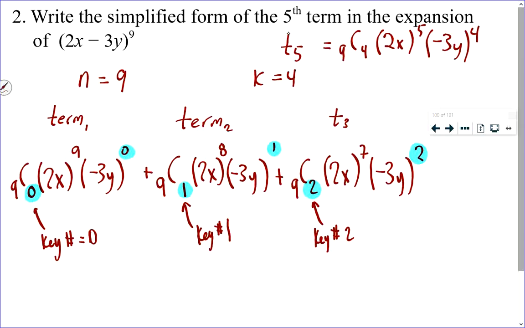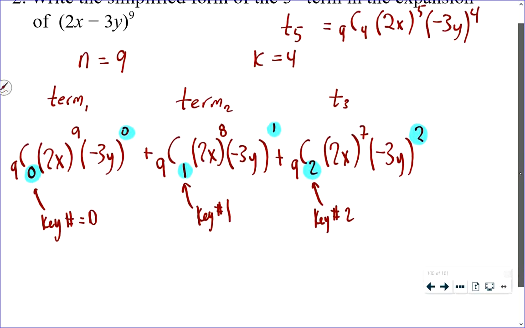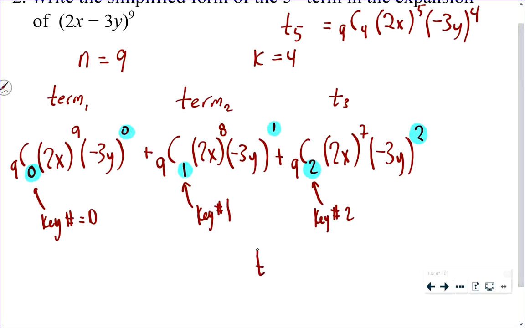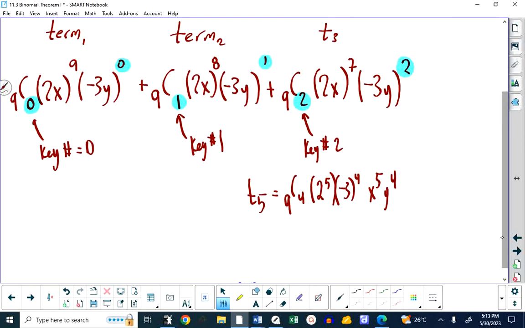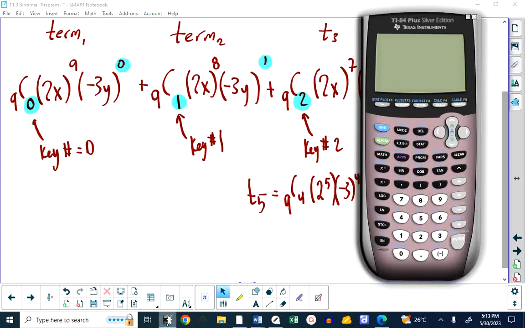And I'm going to end this lesson here. Actually, I shouldn't. Let's finish this off. We need to figure out what the 5th term is. The coefficient will be 9 choose 4. It will also contain a 2 to the 5. It will also contain a negative 3 to the 4. And it's going to have an x to the 5, y to the 4. So we really ought to figure out what 9 choose 4 times 2 to the 5 times negative 3 to the 4 is.